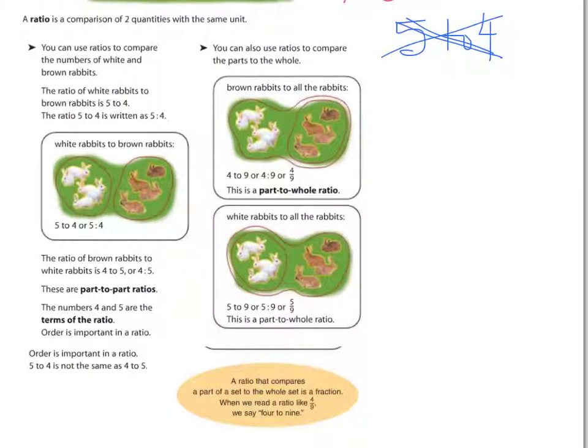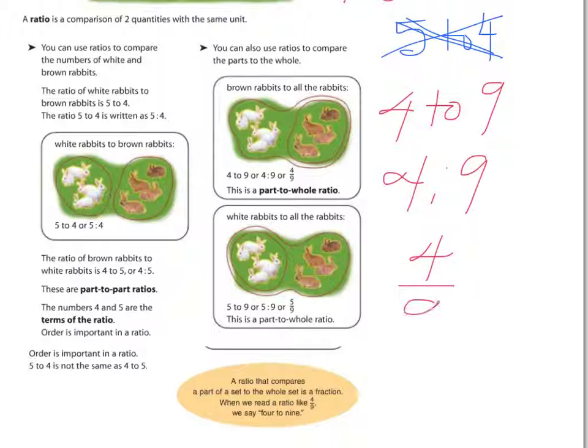There is another way to look at ratios. We can compare parts to the whole. So we could say, how many brown rabbits are there to all rabbits? At which point it would be 4 to a total of 9. So 4 to 9. We can write that with the word to. We can write that with the colon. Or we can write that now as a fraction. We can only do that when it is a part to whole ratio. So it can be 4 to 9, 4 colon 9, and it can be 4 over 9.